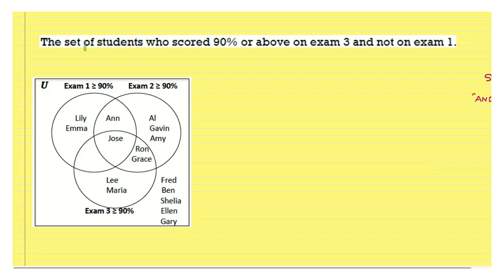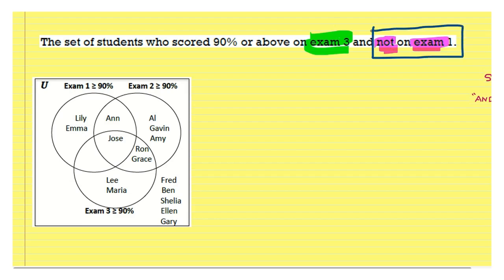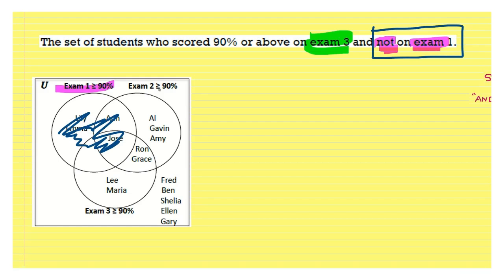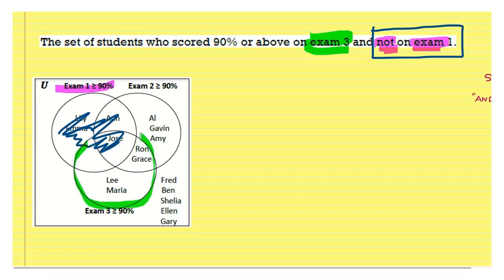This one says that they want the set of students who scored 90% or above on exam three and not on exam one. So the first thing we're going to pay attention to is the not exam one. So I'm going to go over here to exam one, and I'm basically going to mark out everybody in exam one. So it's like la la la la la. We do not care about anybody that's in exam one. It's like not exam one. And then they say exam three. So let's go ahead and just circle exam three.